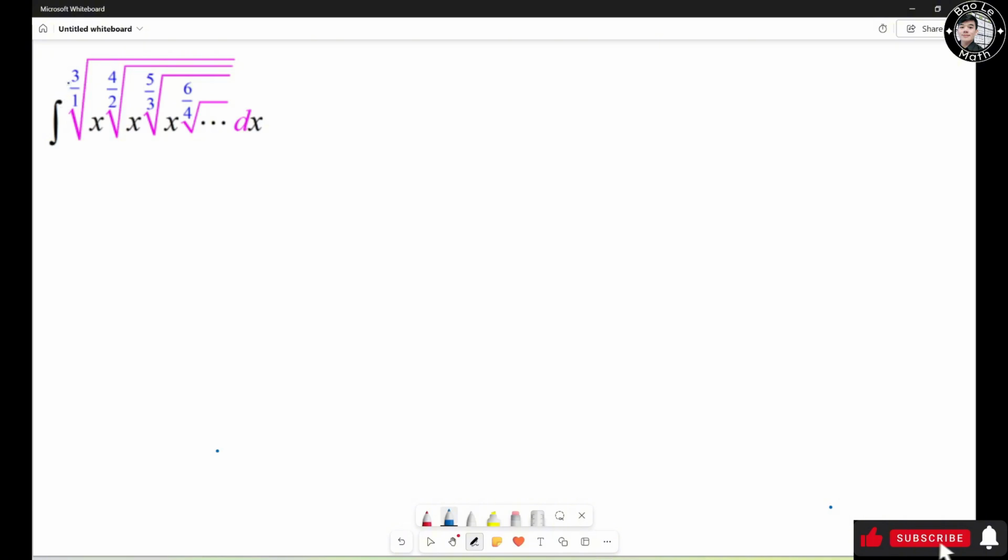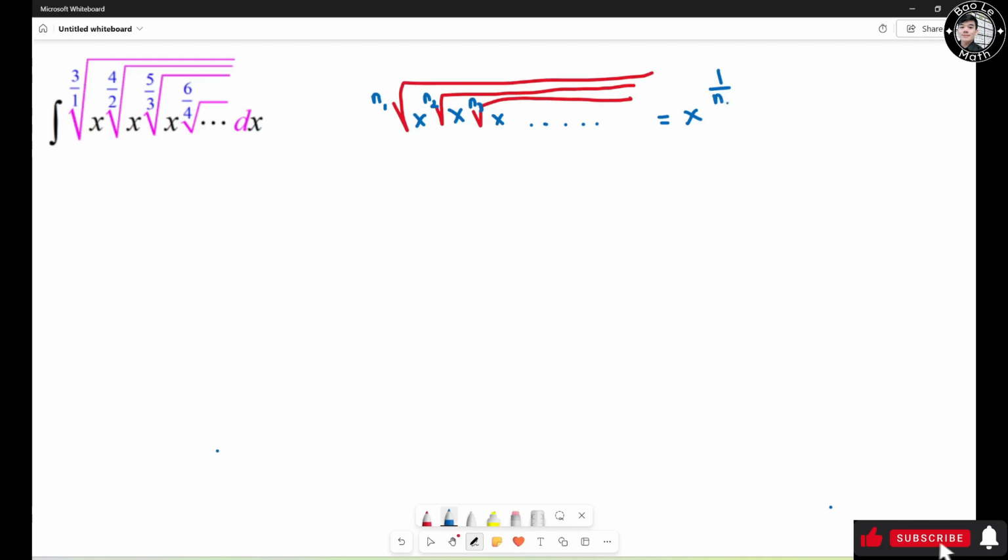The integral of the 3 over 1 root of s, the 4 over 2 root of s, the 5 over 3 root of s, the 6 over 4 root of s, etc. ds, right? So you want to convert this one to rational exponent. So it turns out to be s raised to the 1 over n1 times s raised to the 1 over n1 n2 times s raised to the 1 over n1 n2 n3, right?